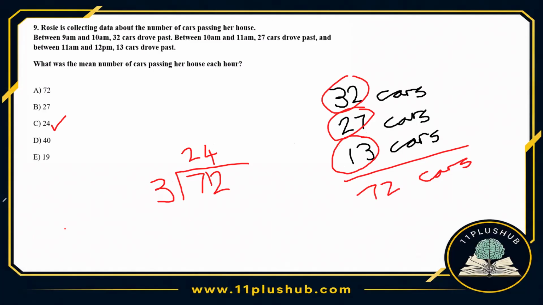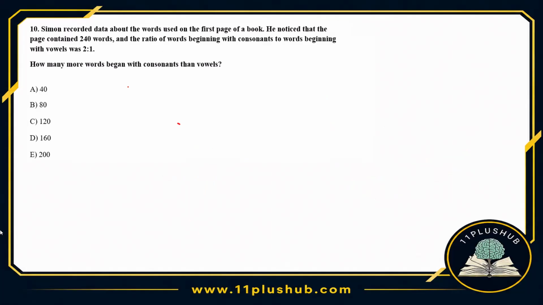Okay, and finally, our final question. Simon recorded data about the words used on the first page of a book. He noticed that the page contained 240 words, and the ratio of words beginning with consonants to words beginning with vowels was 2 to 1. How many more words began with consonants than vowels? Oh, it's a bit wordy, that question. No pun intended. So what we need to do is really make sure that we understand what's going on here.